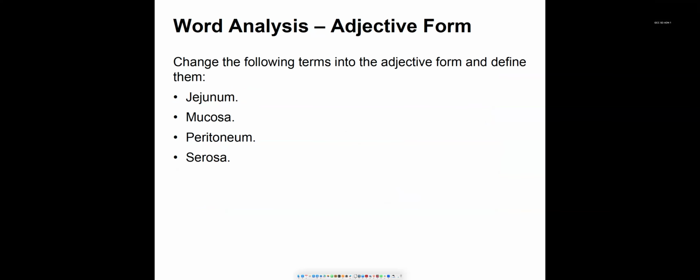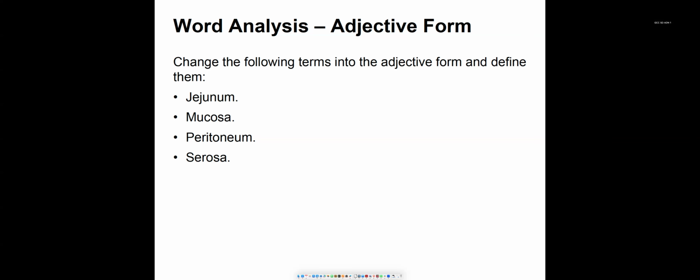We look here at word analysis. I want you to find out the adjective forms. The jejunum would be jejunal, so jejunal ulcers are ulcers found in the jejunum. Mucosa is going to be mucosal, so mucosal inflammation would be an example.